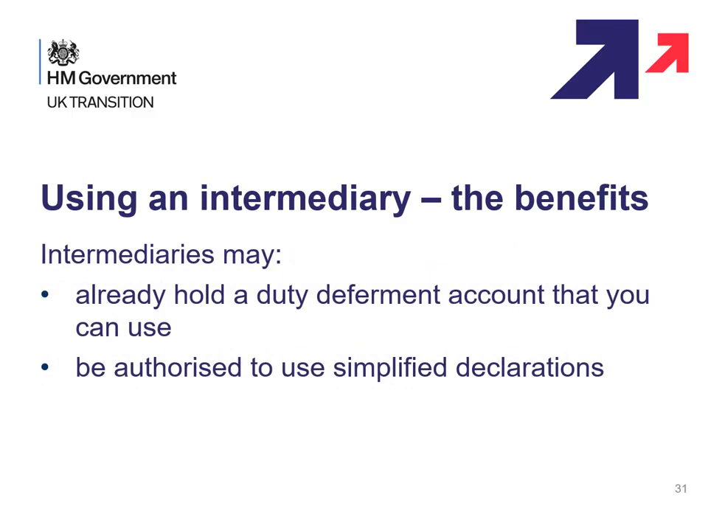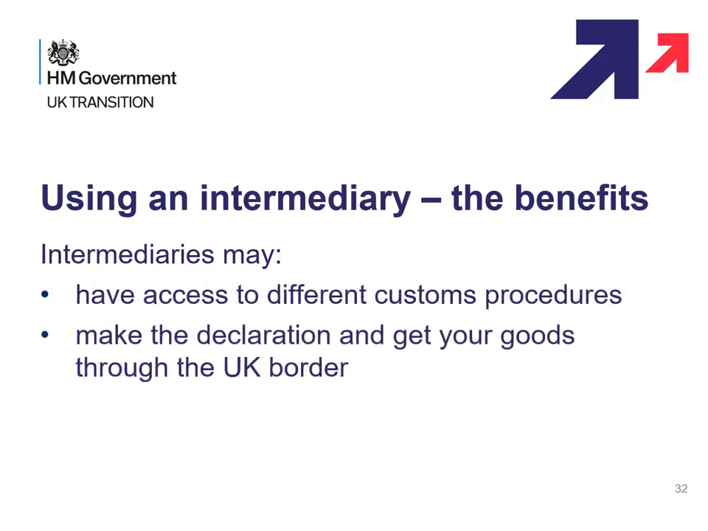Intermediaries deal with HMRC's systems every day, so they can offer you other benefits. For example, they may already hold a duty deferment account that you can use, and they may be authorized to use simplified declarations. They may have access to different customs procedures which allow you to delay paying import duties in specific circumstances, and make the declaration and get your goods through the UK border.